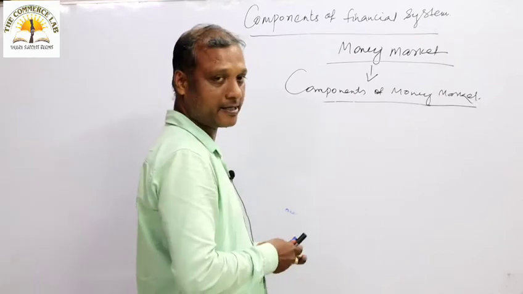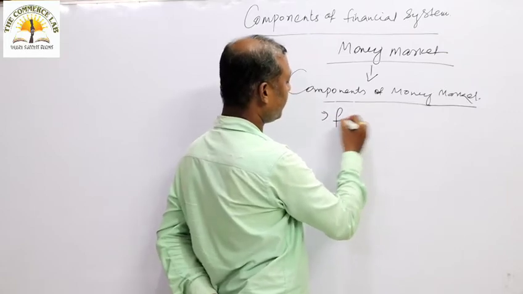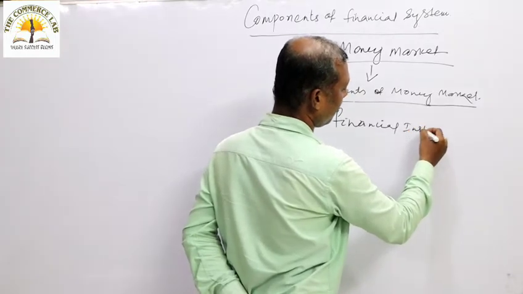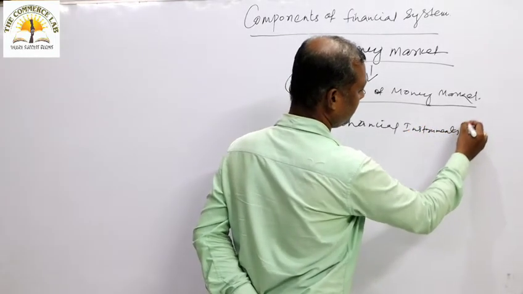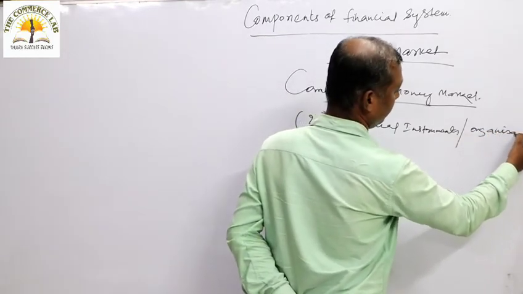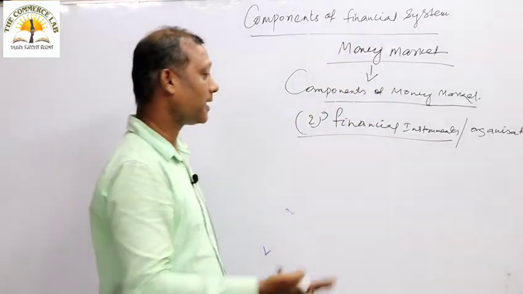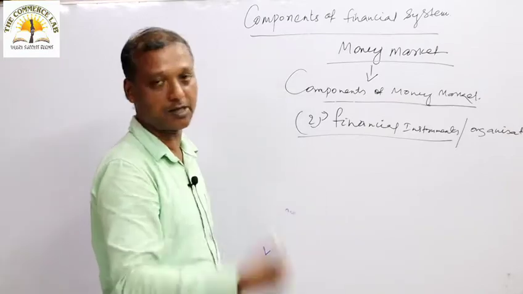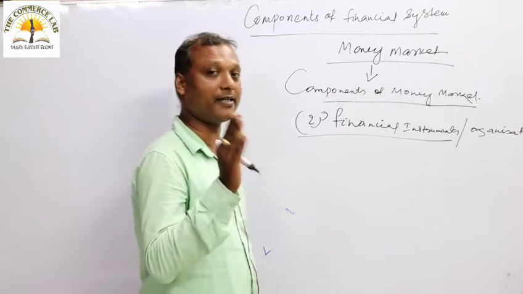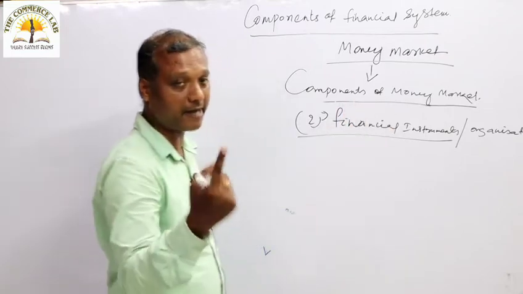The second part of the components of the money market will be your financial instruments, number 2. Financial instruments of the money market. We can also say it is the organization of the money market. These are the instruments through which the money market regularly takes place. If we talk about the financial instruments, we can classify them under mainly 5 heads.